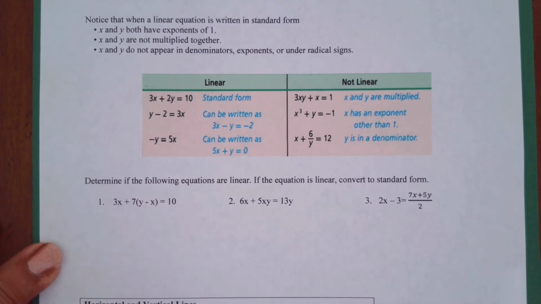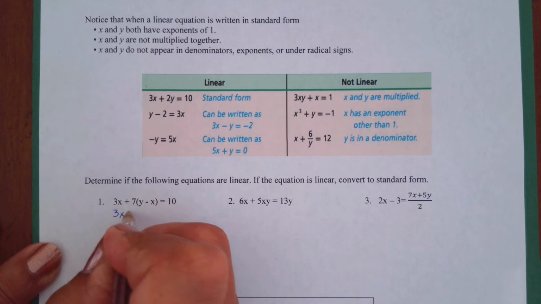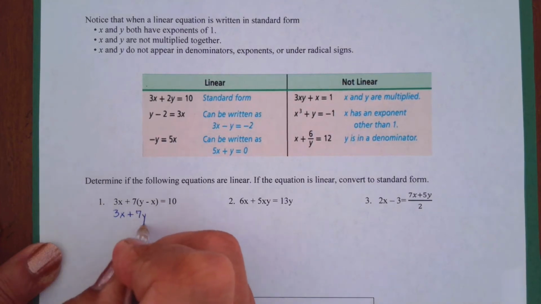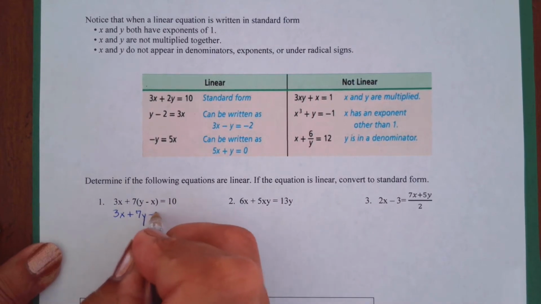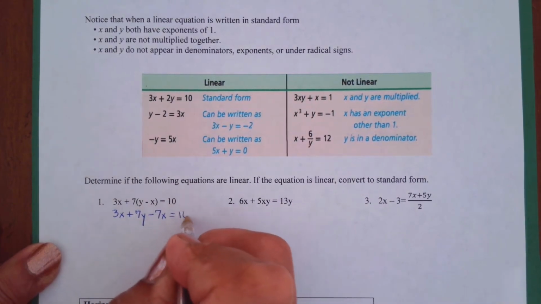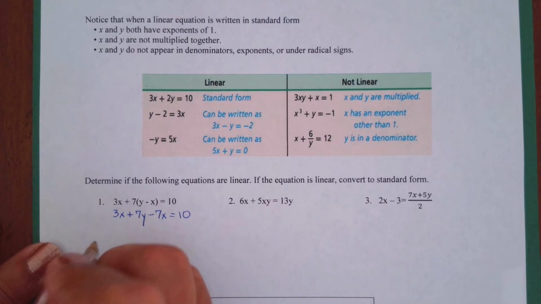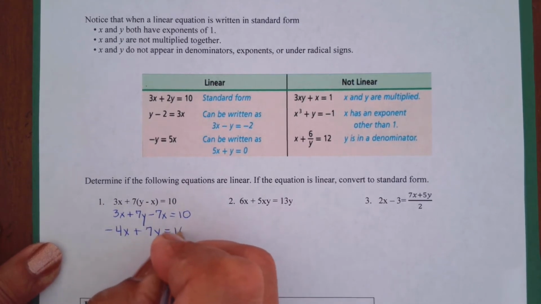Okay, so in order to do that, I do have to multiply the 7 through here and use my distributive property. So I'm going to do 3x plus, and then I'm going to multiply 7 times each of these terms. So 7 times y is 7y. And then I got a positive 7 times negative x, so that's going to be negative 7x equals 10. Then I can add my like terms, so I can add the 3x and the minus 7x to give me a negative 4x plus 7y equals 10.